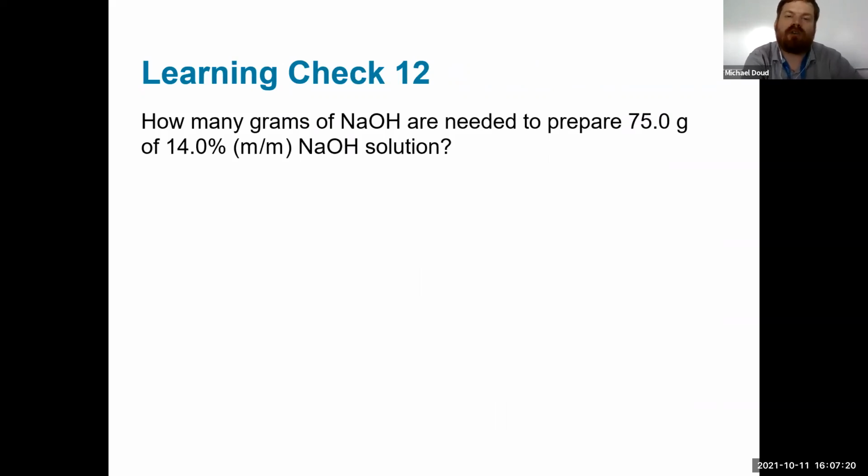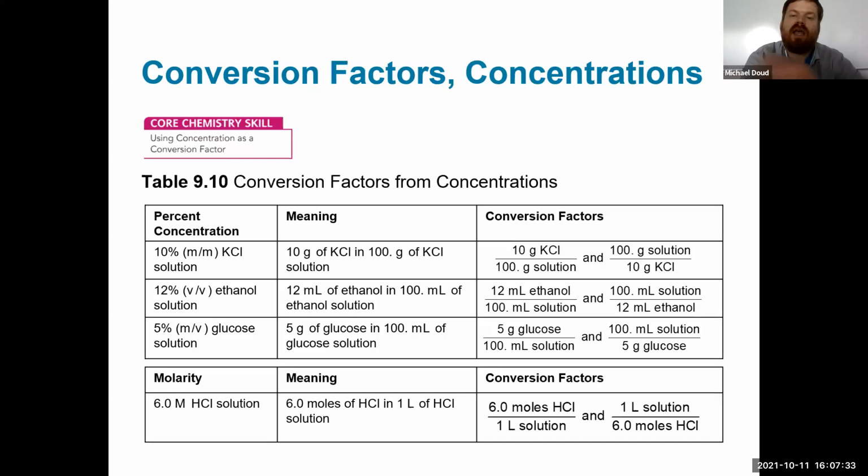How many grams of sodium hydroxide are needed to prepare 75.0 grams of a 14.0% mass over mass sodium hydroxide solution? Use the conversion factor form this time of the mass over mass, and that's what's going to help you out a lot. So check this out, pause the video, and when you come back, we're going to take a look at the answer to the sample exercise. So go ahead, pause.